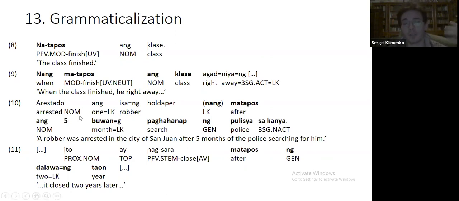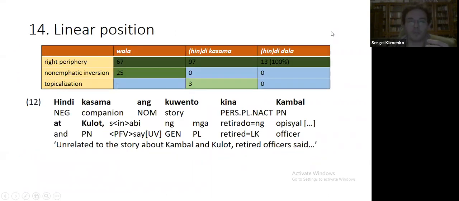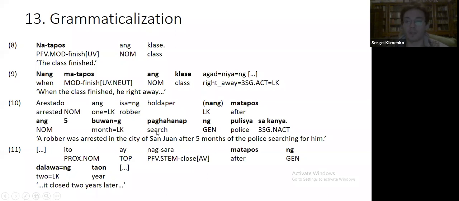Then it seems that at some point, like in example 10, this nang got reinterpreted as a linker, an admissible linker, but the form of the verb stayed the same as matapos, and it got reinterpreted as well as a preposition. So in example 10, we have the construction after 5 months of the police searching, which, if the linker is present, can also be interpreted as a verb: after 5 months of the police, when 5 months of police searching finished.